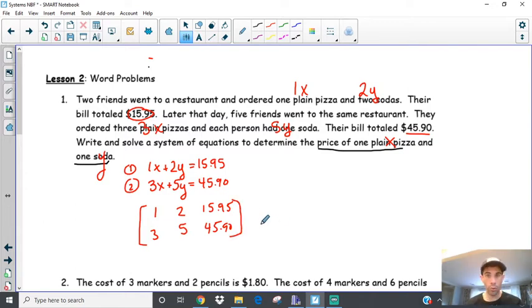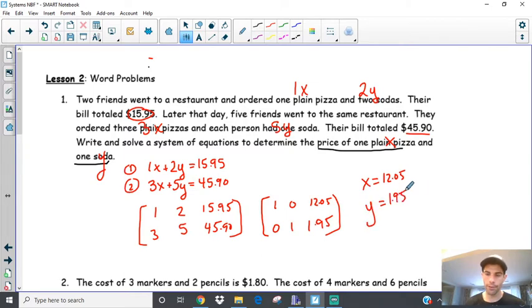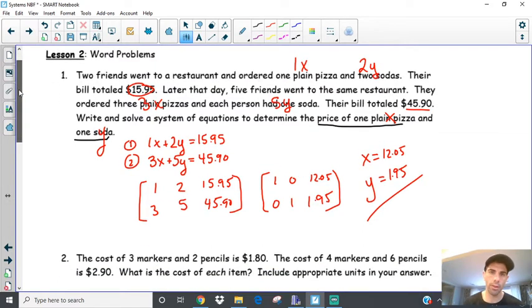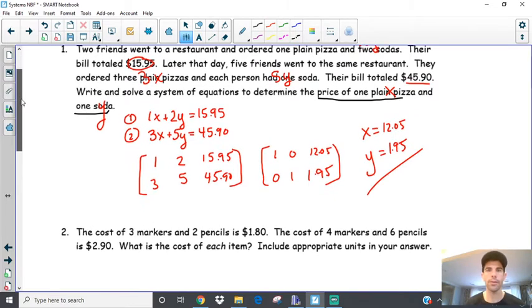So then you go ahead, throw that into your calculator, and that's going to give us 1, 0, 12.05, and 0, 1, 1.95. And what that's telling me is that 1 plain pizza is going to be $12.05, and 1 single soda is $1.95. And there you go. That's how you're going to do these questions. These are all pretty straightforward questions. It's going to tell you 3 and 2 in total, or whatever the case is.